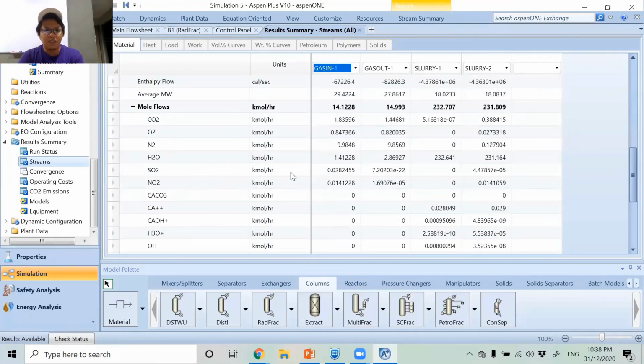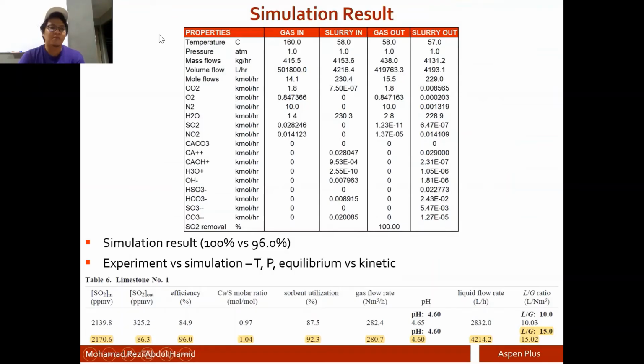And one final thing, if you see here, the gas leaving the column has a flow rate of sulfur dioxide that is zero, more or less. Yeah, they are zero because it is times ten to the power of -22. In this slide, I'm showing you a table summarizing the flow rate of each of the components entering and leaving the packed column. And as you can see, when I calculate, my SO2 removal is 100%, give or take. Not exactly 100% by the way, but it's close to 100%. And the simulation result is 100% SO2 removal compared with the experimental result of 96%.